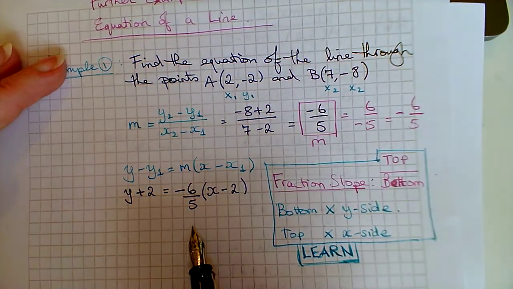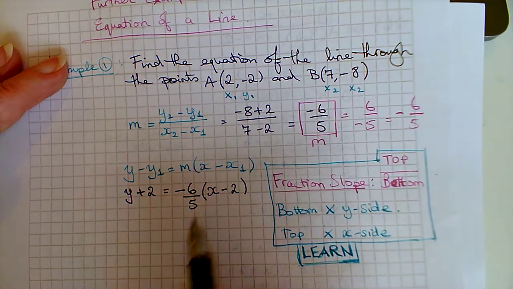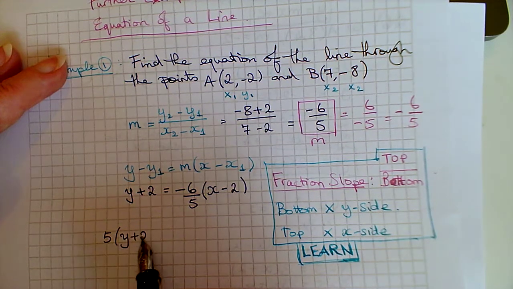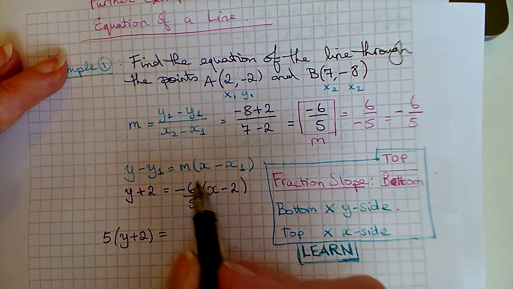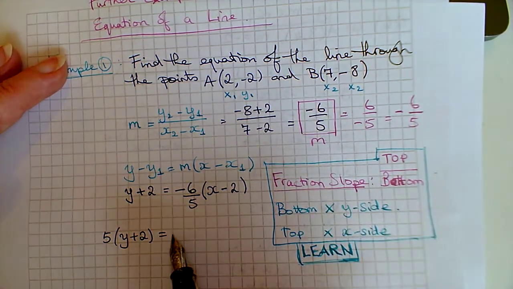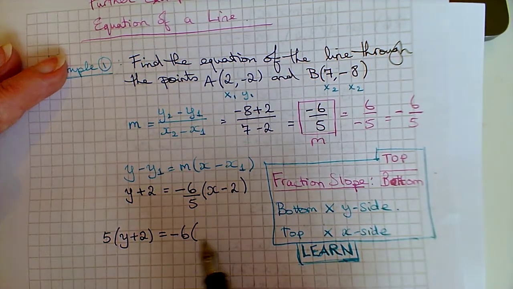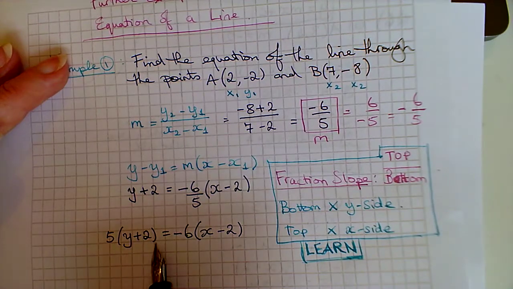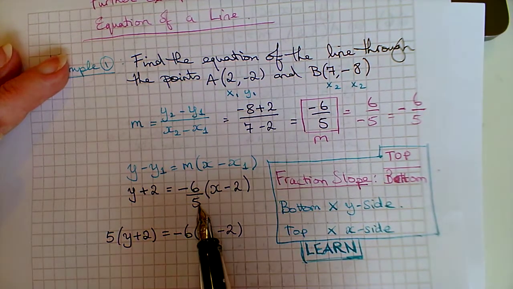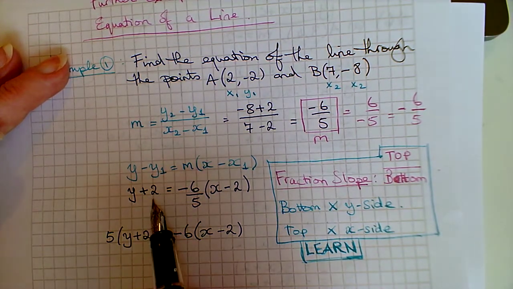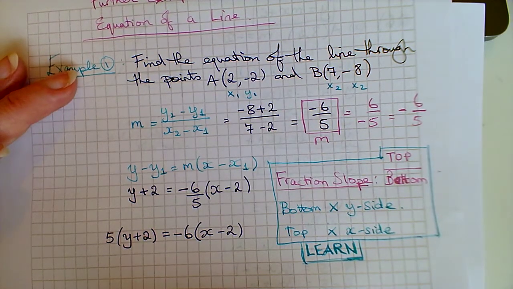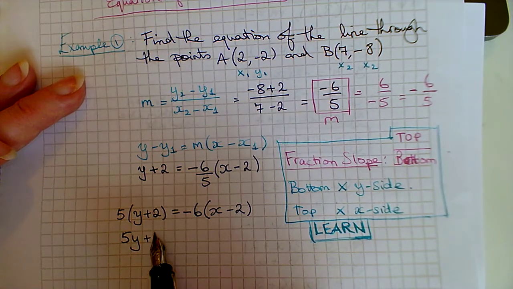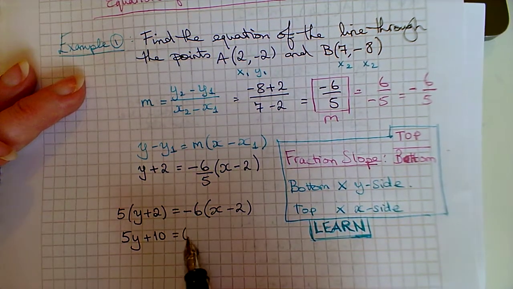So what this means is my bottom number, the 5 here, is going to multiply the y side of my equation. And this is why I wanted the minus on the top number, because I'm going to leave it there. Minus 6 by the x side of my equation. Notice the brackets that I put in. That bottom number has to multiply the y and the 2. It has to multiply both of them. I multiply out the brackets and I get 5y plus 10 equals minus 6x.